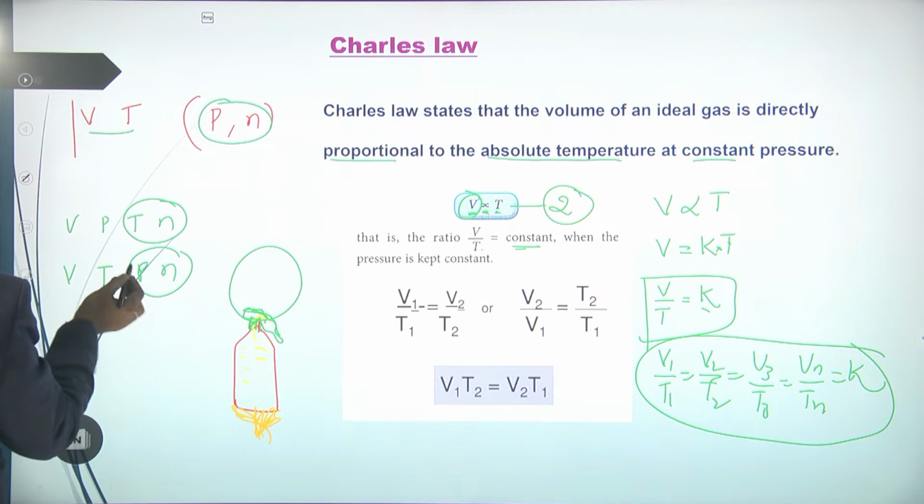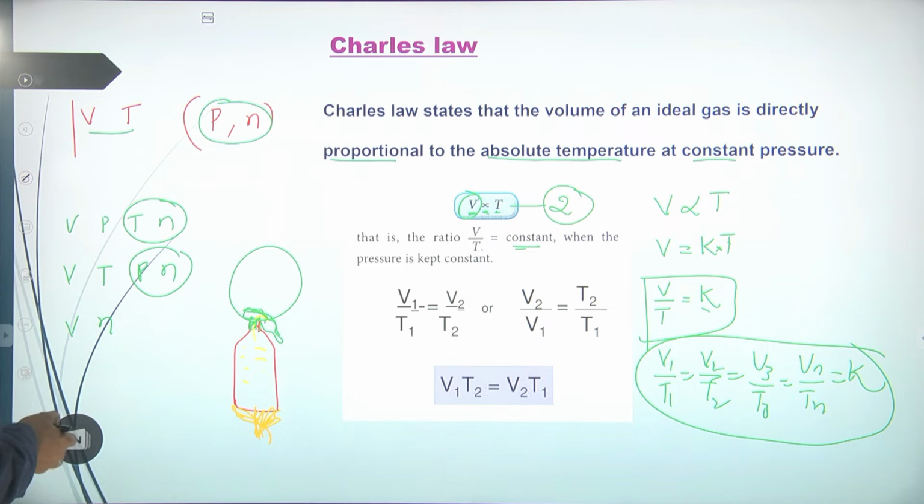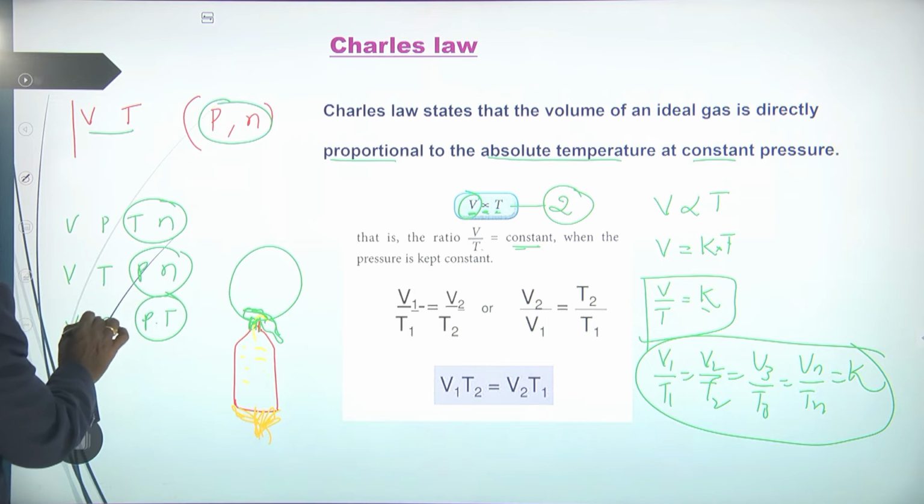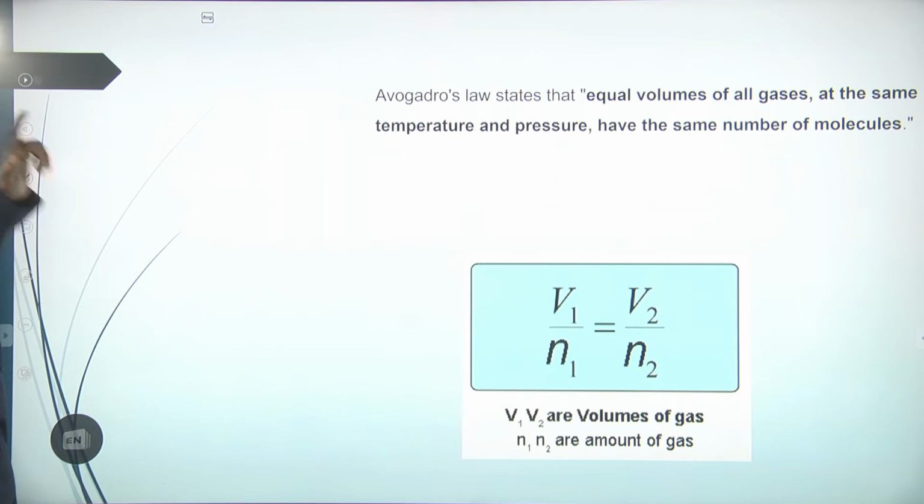Here V and now left what? N. Now what should be kept constant here? Pressure and temperature. Very good. Now these both we kept constant. Now we find the relation between these two. So that is the third law. So third law is what?